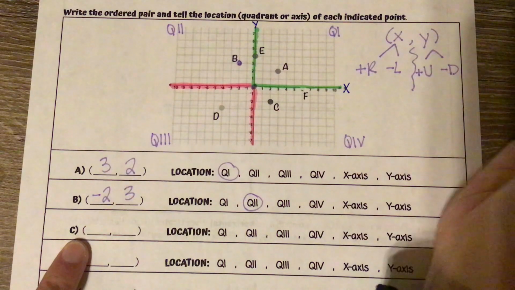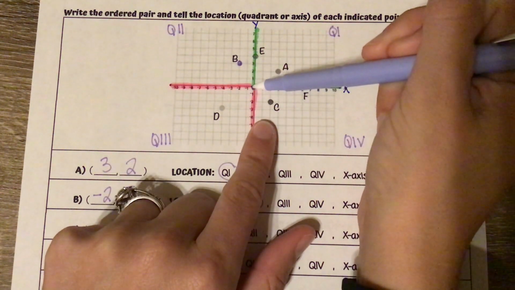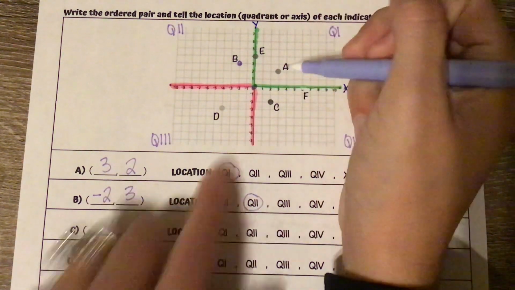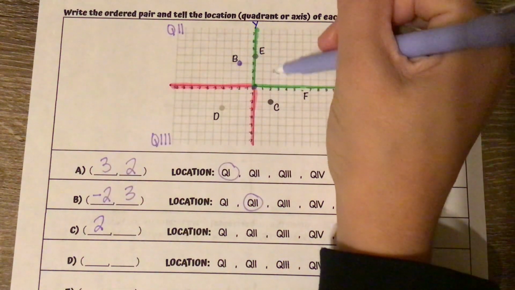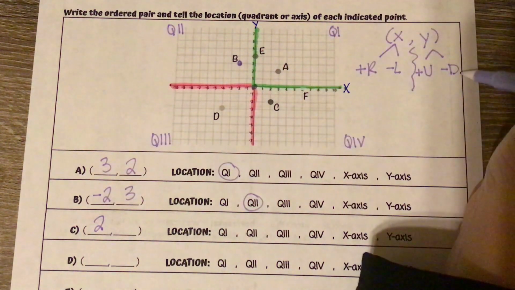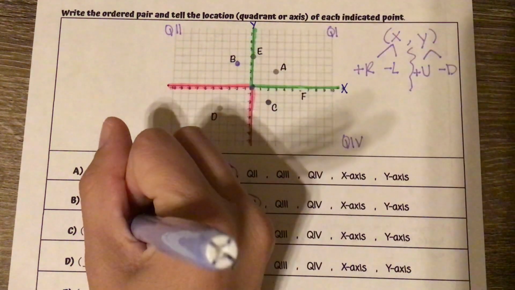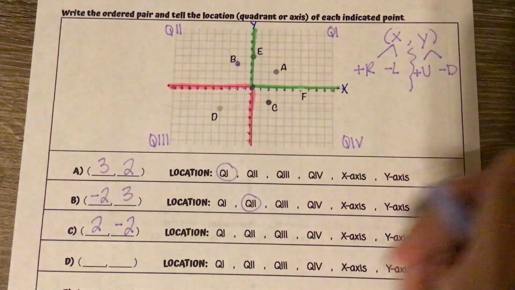For C, point C is over here. We start left or right. It's to the right. Right is positive. It's 1, 2 to the right. And then it's either up or down. This one is down. Down is negative. It's 1, 2 down. This quadrant right here is quadrant 4.